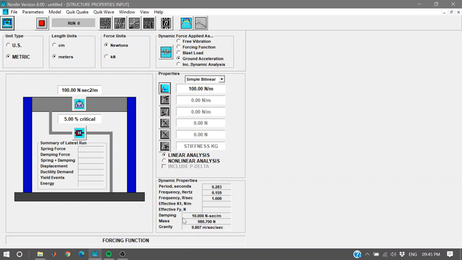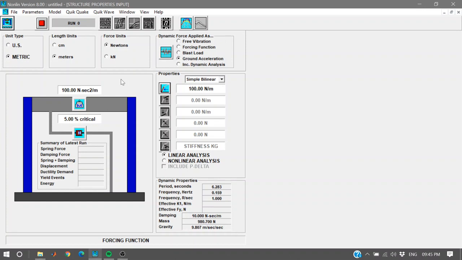Here also we can see the damping corresponding to 5% critical would be 10, mass in newtons would be 980, and it has considered G value as 9.807 meters per second square. Now moving on to force application. Here we have different options.